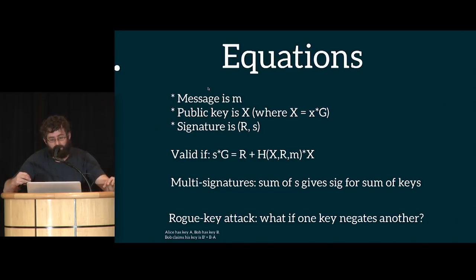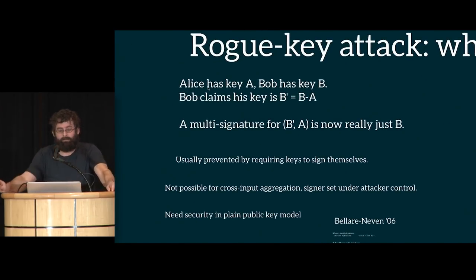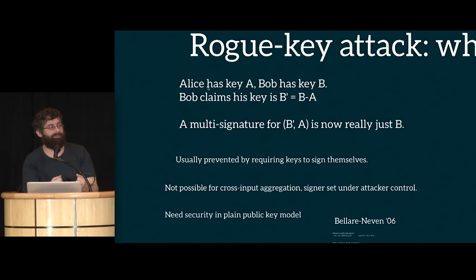Unfortunately, there is a caveat here called a rogue key attack. And I'll talk about that here. So assume Alice has a key A and Bob has a key B, but Bob somehow just claims, no, my key is B prime, which is really B minus A. So Bob just claims that's my key and people believe him. A naive multi-signature would use the sum of the keys, and B prime plus A is just B, which Bob can sign for without Alice's cooperation. So everyone sees Alice's key, Bob's key, says, I send to the sum of these keys and I assume that this will only be spendable by both Alice and Bob.